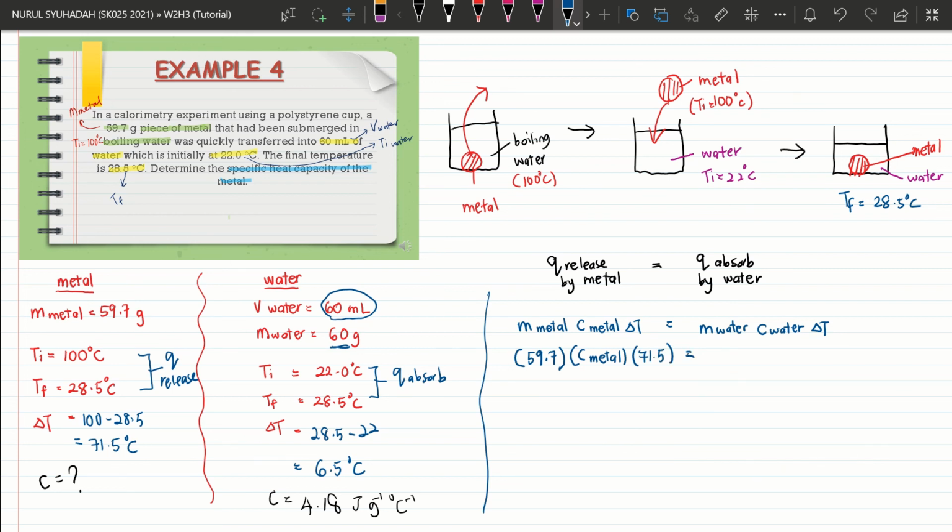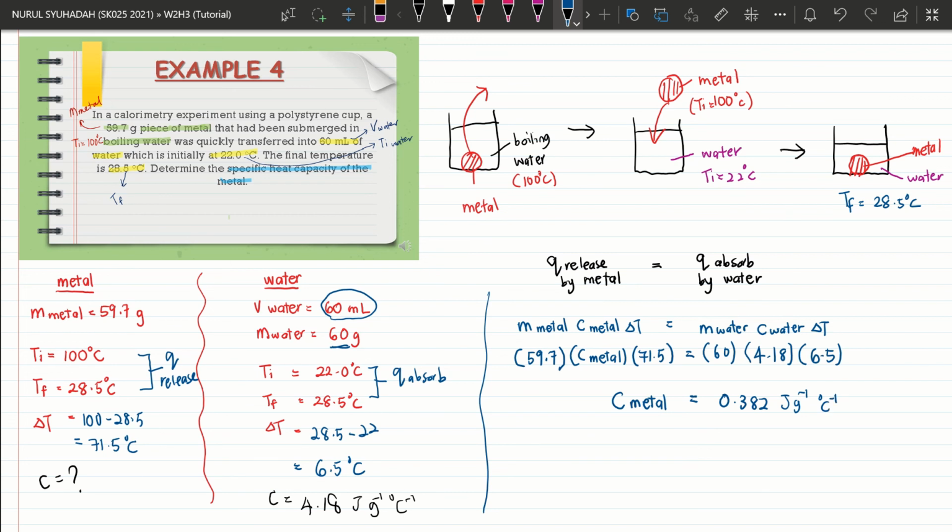And then the mass of water is 60 gram, specific heat capacity of water 4.18, and delta T for water 6.5 degrees Celsius. So find the specific heat capacity of metal. You will get the answer here as 0.382 joule per gram per degree Celsius.